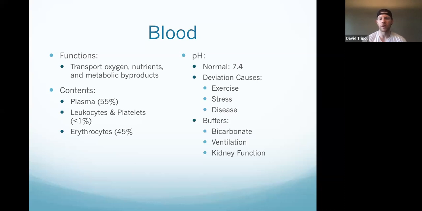What causes deviations from that? Exercise, to an extent, hopefully we can recover from it, stress, and diseases. Buffers to that: when you exercise, things like bicarbonate, sodium bicarbonate, and increased ventilation, so breathing, help bring that from an acidic position back to a more basic 7.4. And then how good your kidneys are at functioning and filtering the metabolites. So again, blood pH normal is 7.4. We change it a little bit, but we want our body to respond accordingly after that.